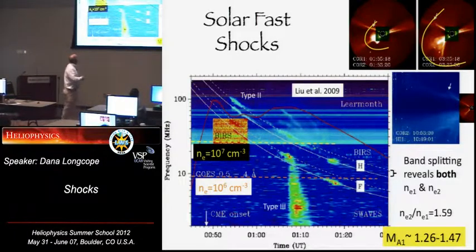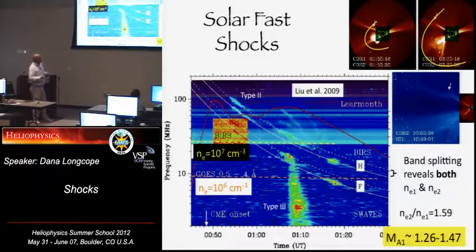Even more exciting, you'll notice, this is known as band splitting, that there's actually two type 2 radio bursts, one on top of the other. That's the first harmonic. The second harmonic, it's not so clear. Here you see it a little better. That tells us the pre-shock and post-shock densities. Right? It's a fast magnetosonic shock, so the density is increased. So the plasma frequency is increased. So we see two. You can't always see this in type 2 radio bursts.